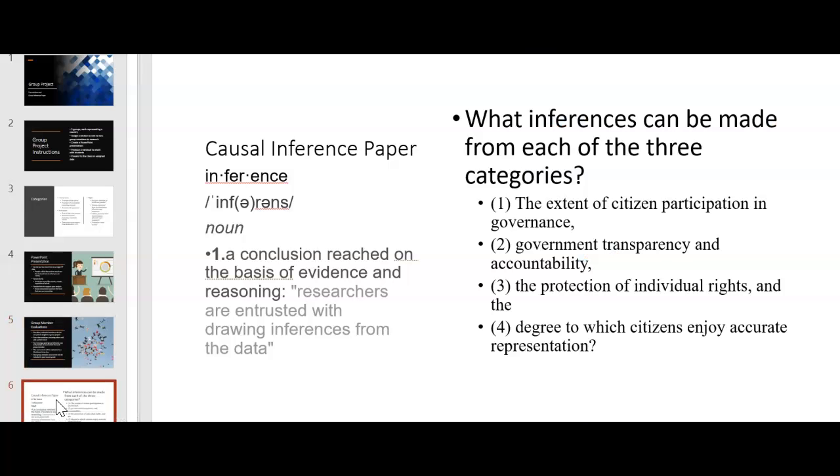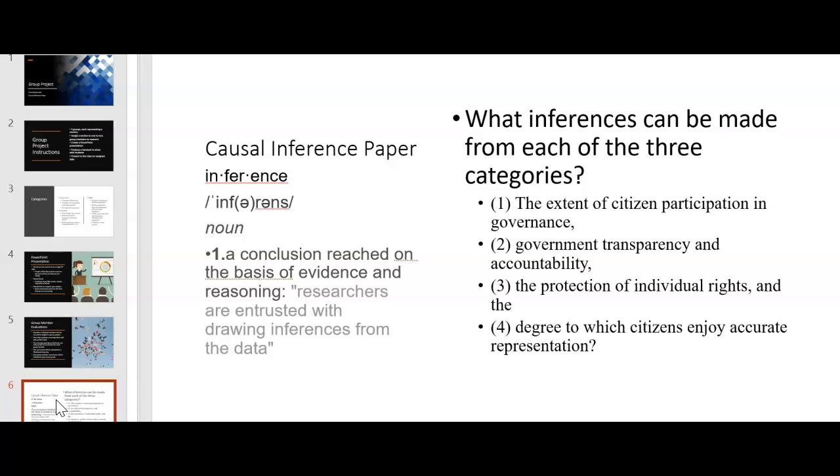And then the final step of this is a causal inference paper. So I have actually given you a definition here. A conclusion reached on the basis of evidence and reasoning. Researchers are entrusted with drawing inferences from the data. So you gather this data. What can you say about the 4 questions that I've posed here on the right-hand side of the screen? The extent of citizen participation in governance, government transparency and accountability, the protection of individual rights, and the degree to which citizens enjoy accurate representation. Your causal inference paper will address those issues.